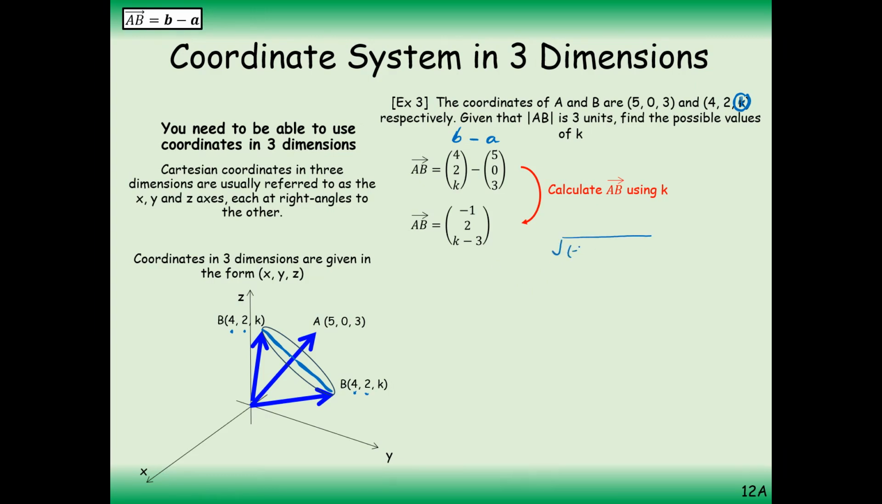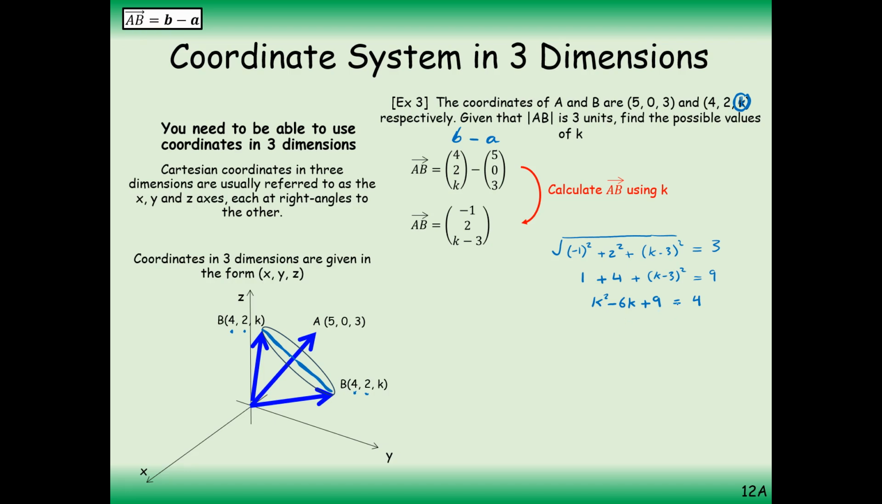squaring them before we put them under the square root. So we'll have -1 squared plus 2 squared plus k minus 3 squared. Now this should equal 3. To solve for k, we simply square both sides. So we'll have 1 plus 4 plus (k minus 3) squared equal to 9. We can take 1 and 4 to the side and expand the bracket at the same time. So taking 5 away from 9, we will have 4 there.